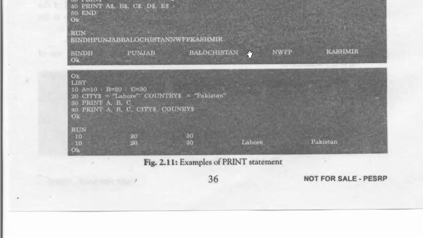Another example: list 10: A is equal to 10, colon, B is equal to 20, colon, C is equal to 30, City$ is equal to Lahore, colon, Country$ is equal to Pakistan. Print A, B, C. Print A, B, C, City$, comma, Country$. You can see with the comma they are providing different spaces in between the characters.